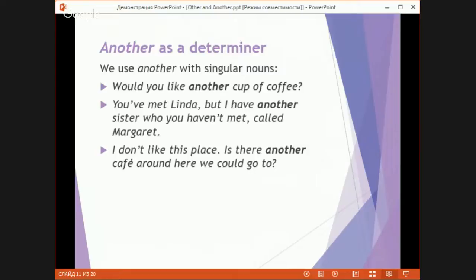Another as a determiner. We use it with singular nouns. Would you like another cup of tea? You have met Linda, but I have another sister who you haven't met called Margaret. And I don't like this place. Is there another cafe around here we could go to? So it is very easy, I think, to remember that another means one more, different, extra, or additional, and we use it only with singular countable nouns.